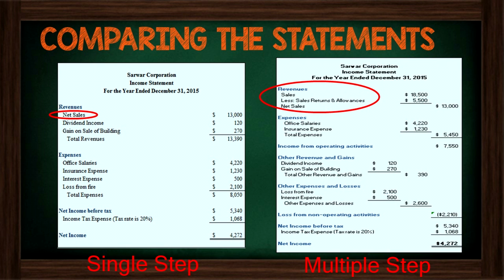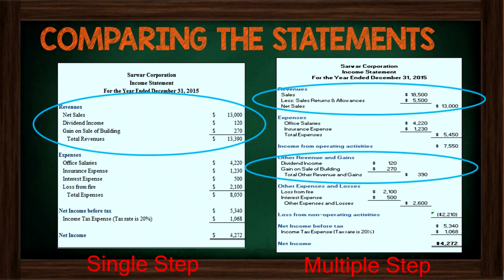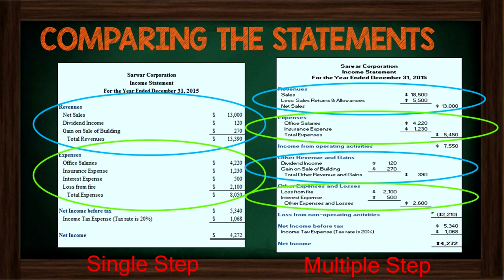And the second one is that it splits up the revenues between operating and non-operating, and it splits up the expenses between operating and non-operating. But honestly, that's it. Those are the only two differences. And as you can see, they arrive at the same net income. The only differences are just the presentation of the material.